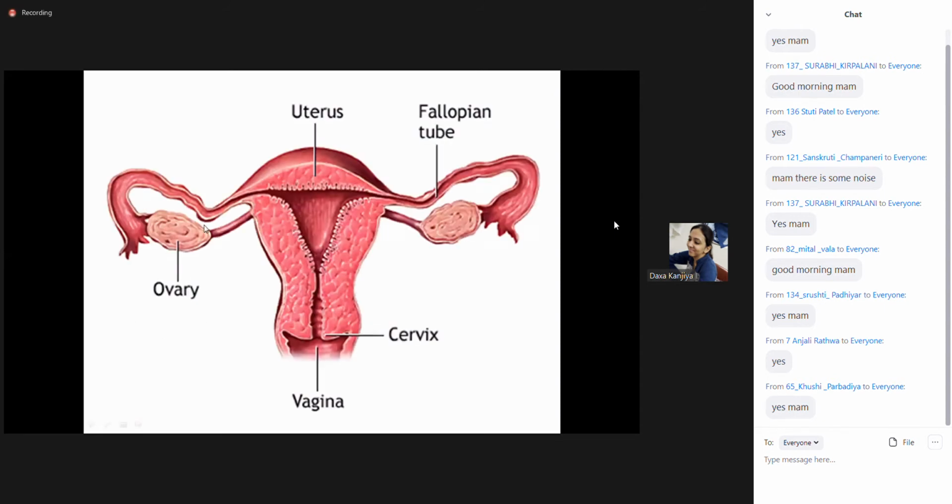Here you can see in the images how the organs are arranged. See, there is one uterus. The lower part of the uterus is called the cervix and vagina. Now on either side of the uterus there are 2 fallopian tubes or uterine tubes. And below the fallopian tubes, on the posterior aspects, there are 2 ovaries.